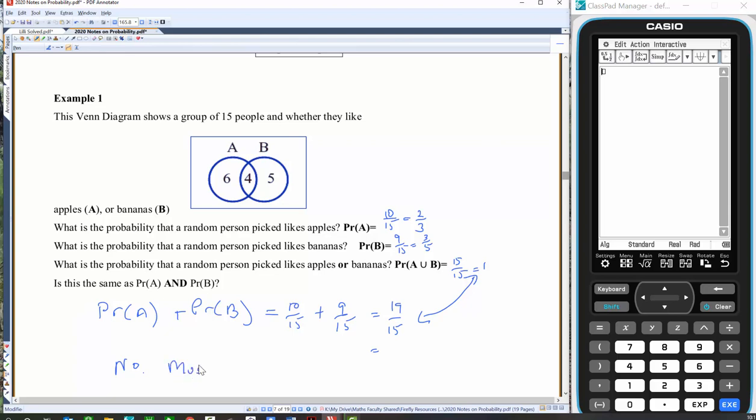Okay, we must remove 4 out of 15 from 19 out of 15 to equal 1. So 4 out of 15 removed from 19 out of 15 is 15 out of 15, or 1. Okay, so again, be careful about assuming that you get the probability of A or B by simply going 6 plus 4 plus 5 and double counting the probability of A and the probability of B. You'll double count that intersection there.